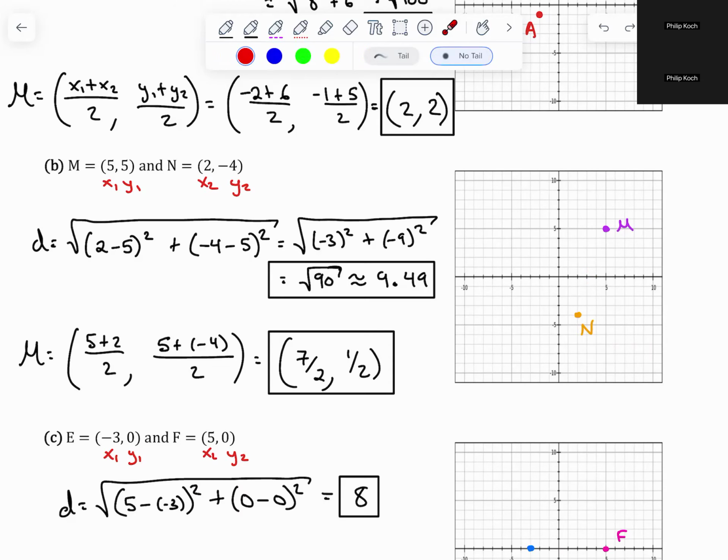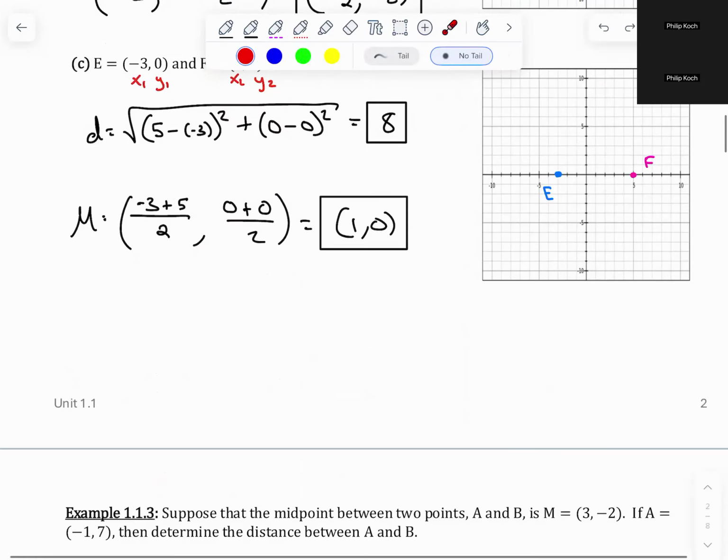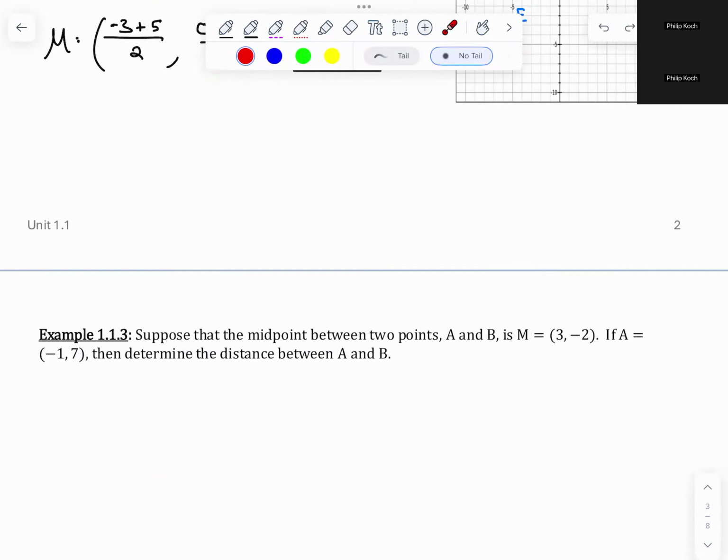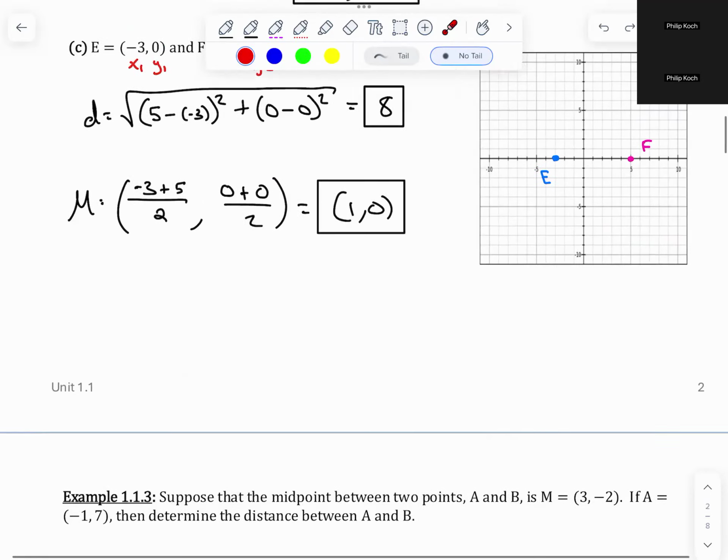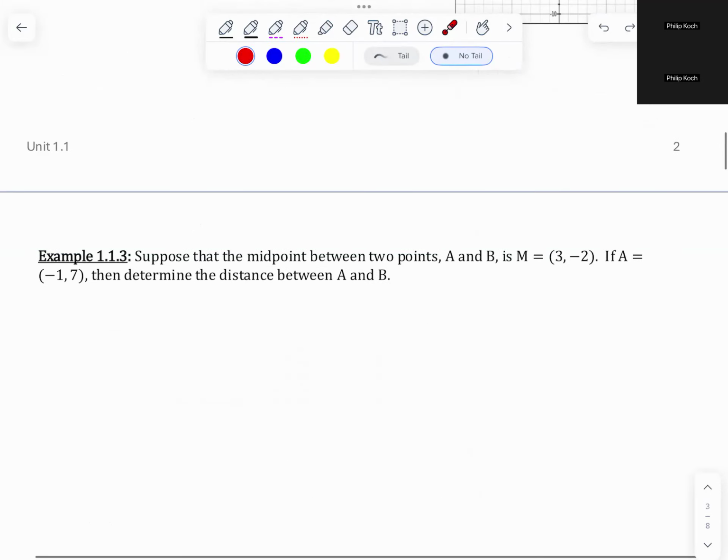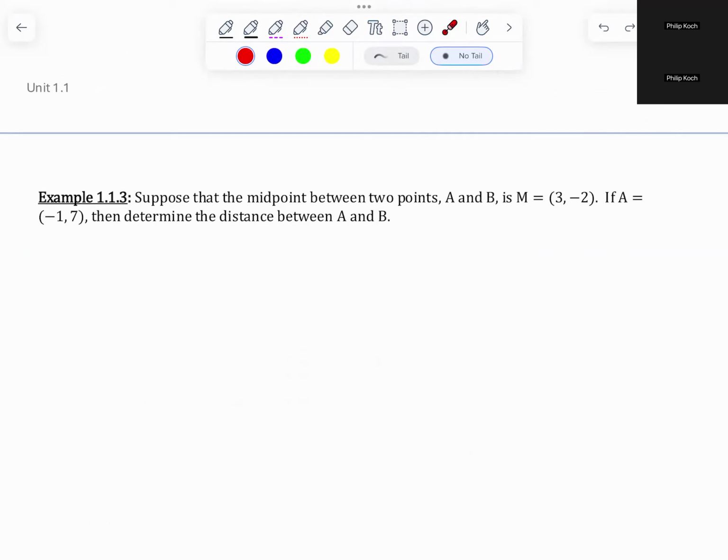All right. Okay, fun problems to think about. Suppose the midpoint between 2 points, A and B, is 3, -2. If A is -7, 1, then determine the distance between A and B. Okay. We'll do this one and then we'll take our break.